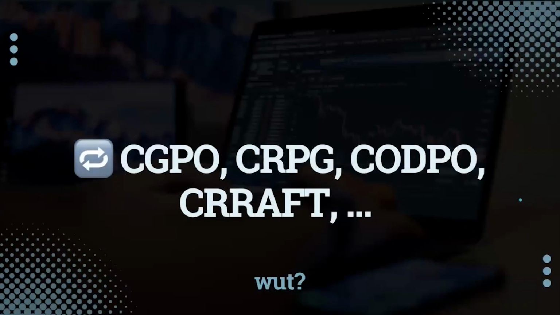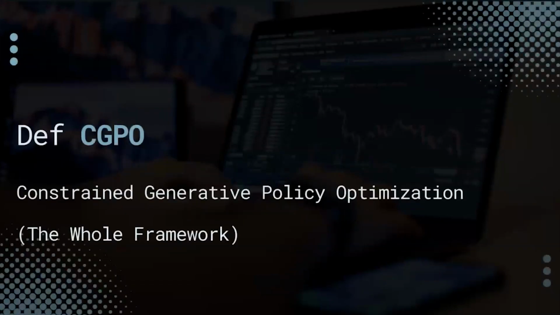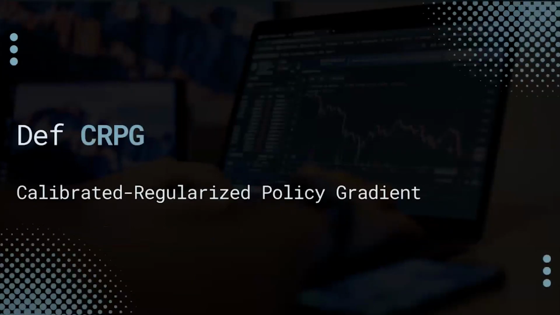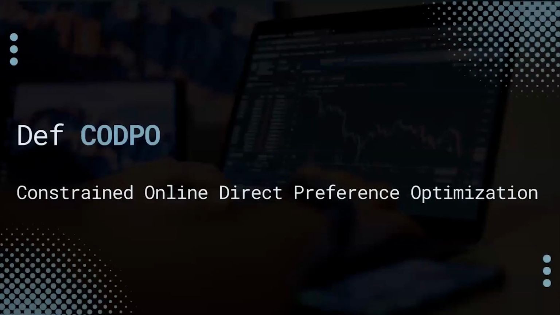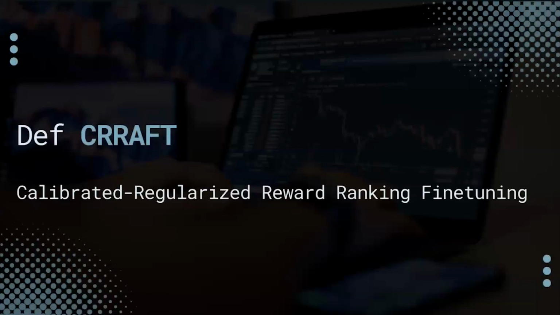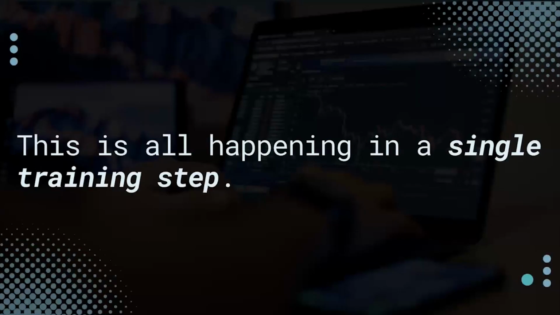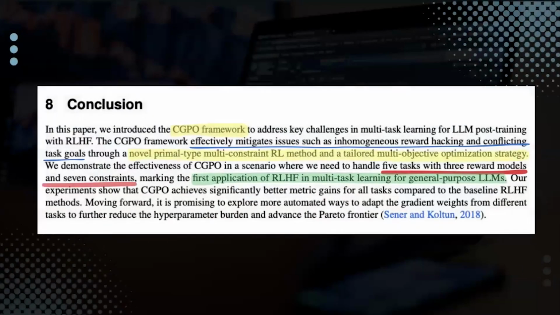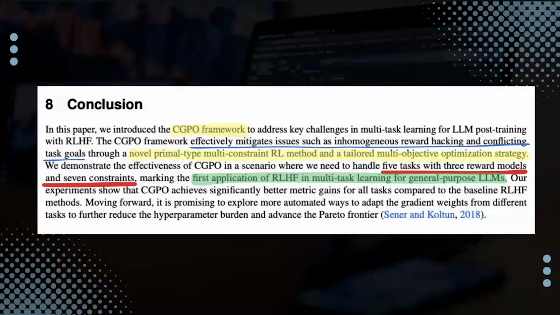And there's a lot of acronyms here that you got to come up to speed on, like constrained generative policy optimization, or calibrated regularized policy gradient, or constrained online direct preference optimization, oh, that's DPO. Cool. Things are starting to come together, and more. And all of this happens within a single training step, so it's pretty epic. We covered this in a recent YouTube event if you're looking to go deeper.